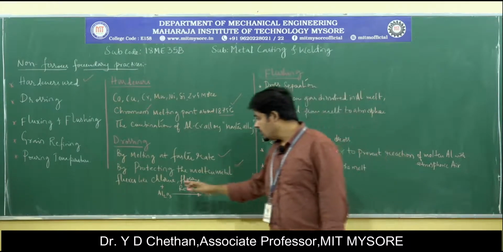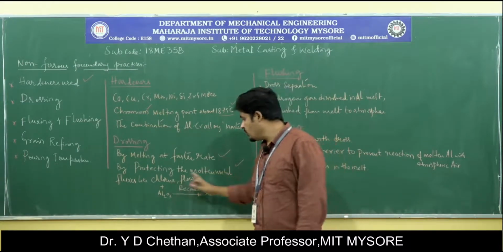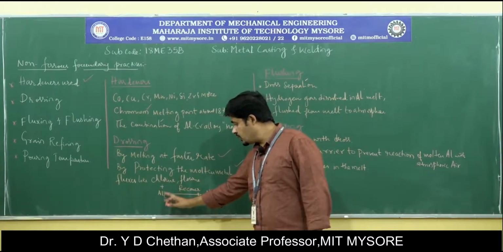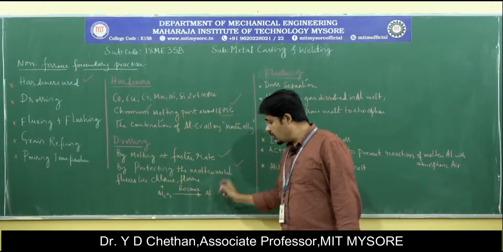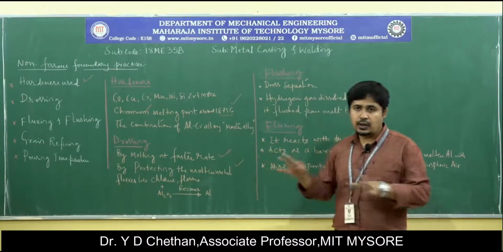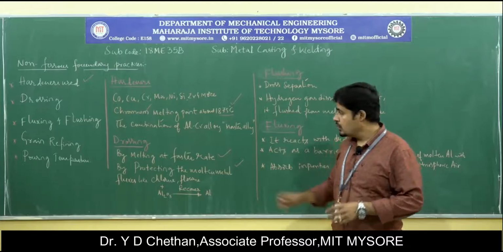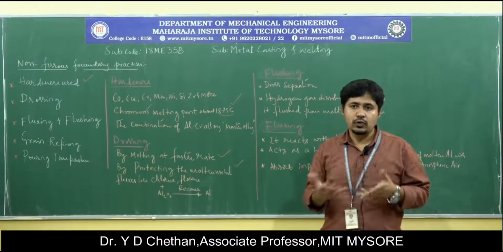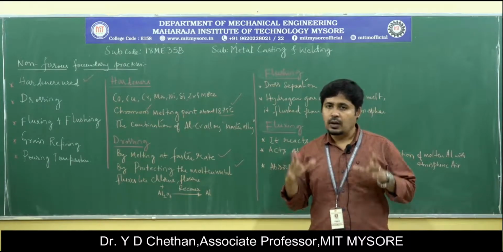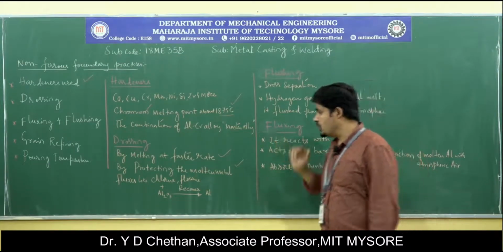Then you can add some fluxes like chlorine, fluorine, which react with the Al2O3 and help to recover the aluminum from the drawing. This is the concept of drawing. Drawing is a solid impurity that is floating on the molten metal.